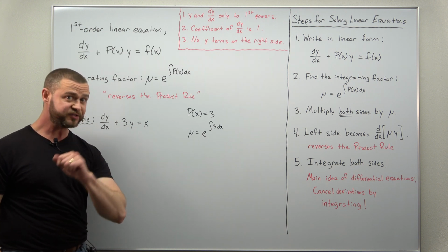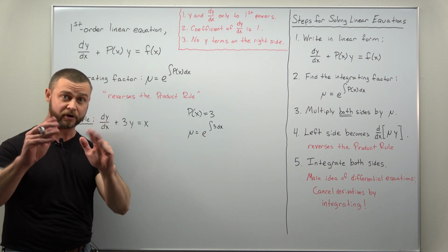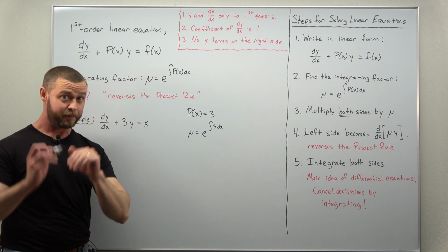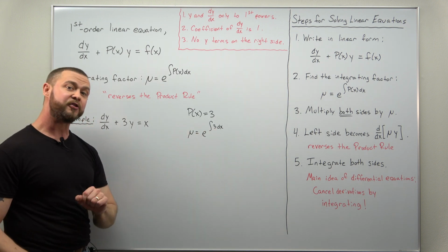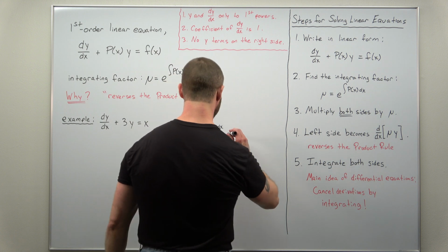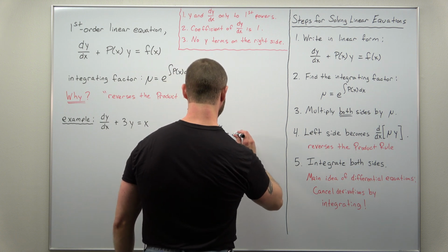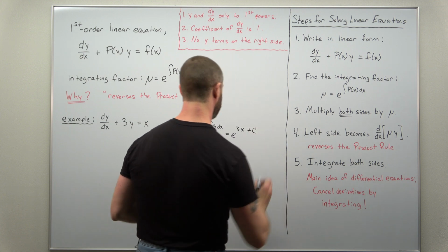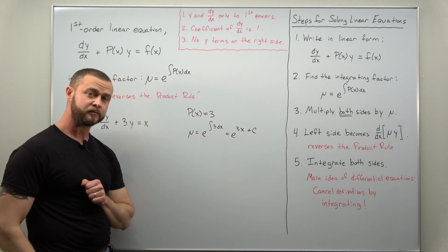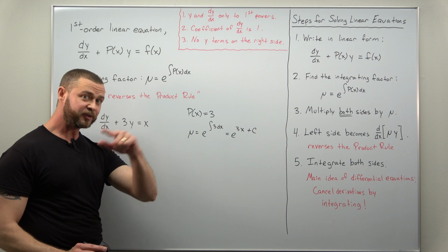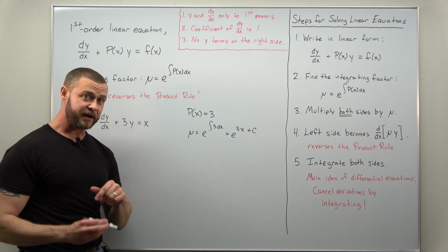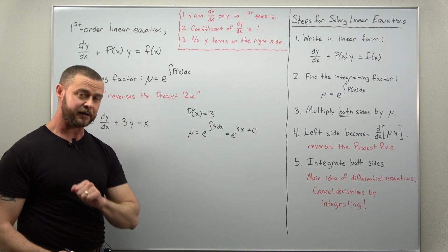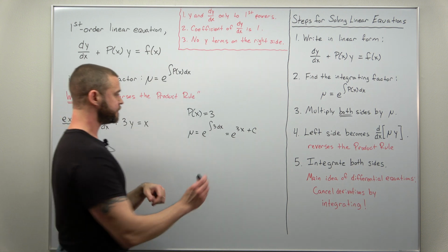All right, now I want to point something out here, which hopefully your differential equations professor points out as well. That antiderivative, technically you can write it as e to the 3x plus c. Now that plus c that you get from integrating, you don't actually need it. So let's point out why.